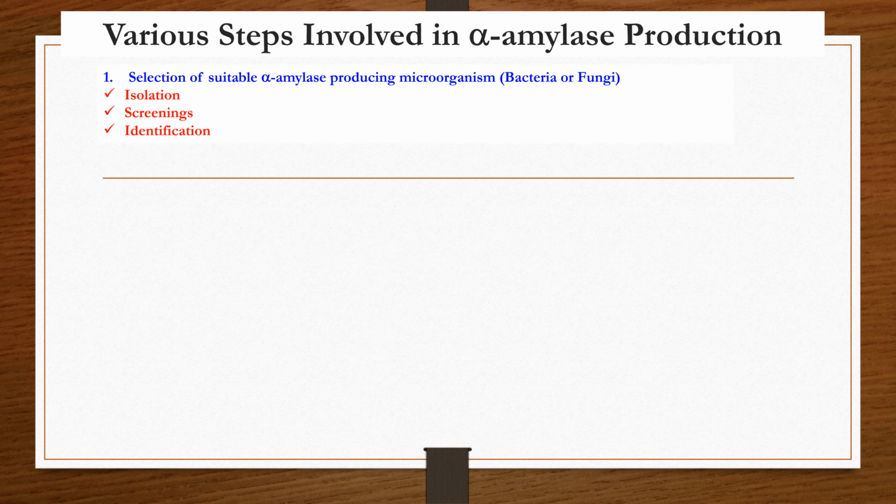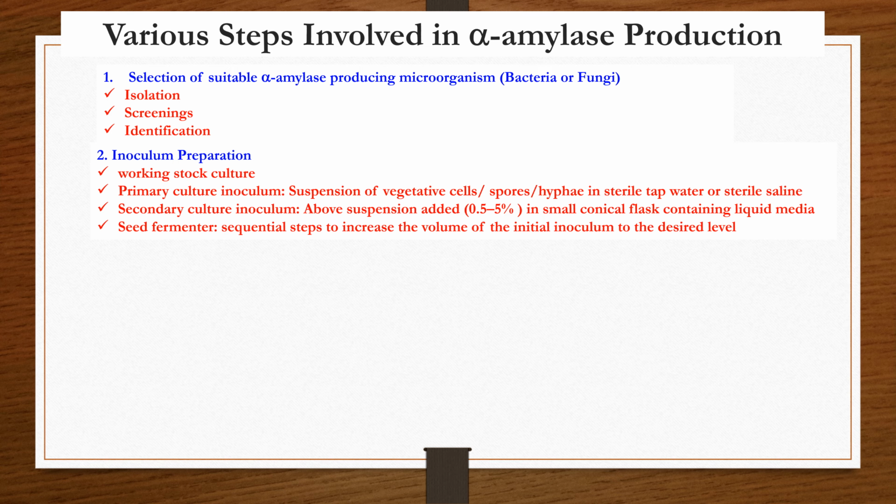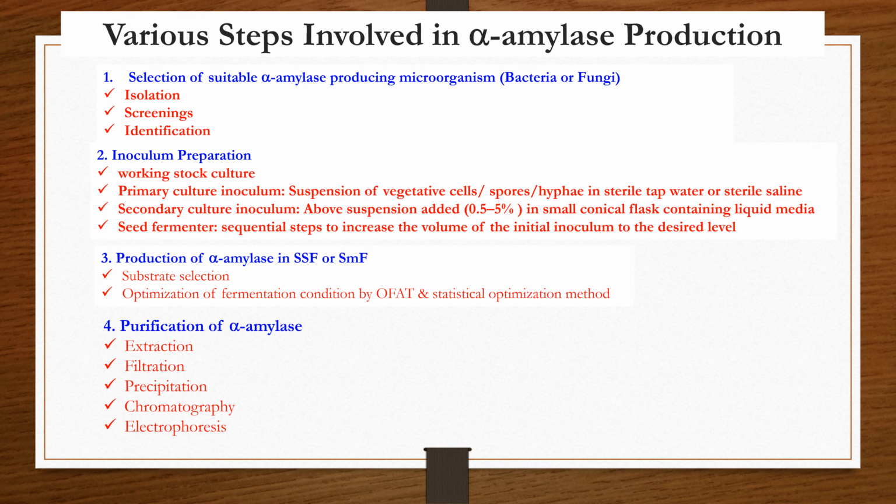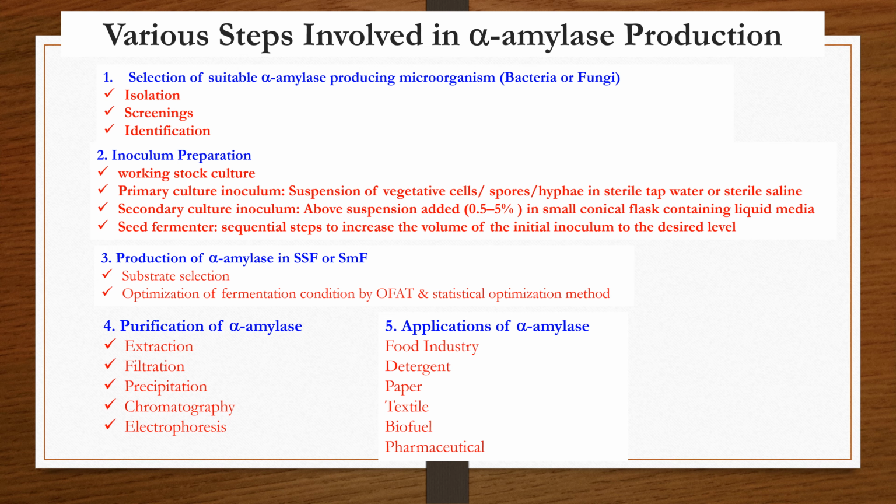There are mainly 5 major steps involved in alpha-amylase production. First of all, selection of suitable alpha-amylase producing microorganism, either from bacteria or fungi. Second step is inoculum preparation. Third step, production of alpha-amylase in solid-state fermentation process or submerged fermentation process. Fourth step is purification of alpha-amylase using various downstream processing methods. And finally, applications of alpha-amylase in various sectors including food industry, detergent, paper, textile, biofuel and pharmaceutical industries.